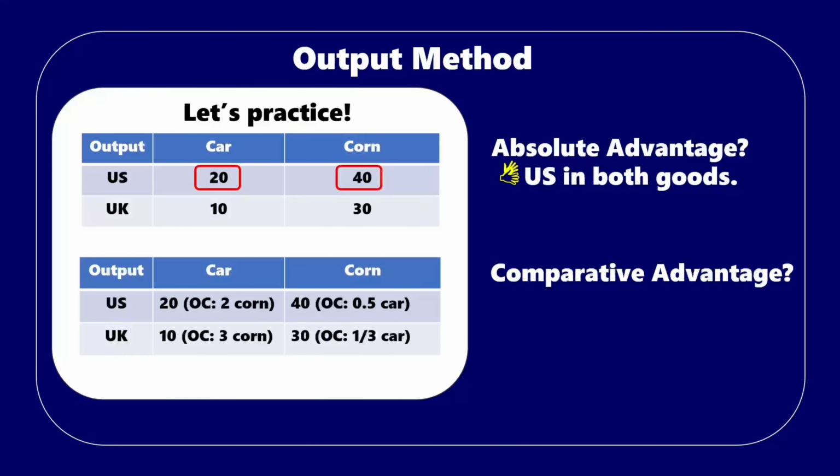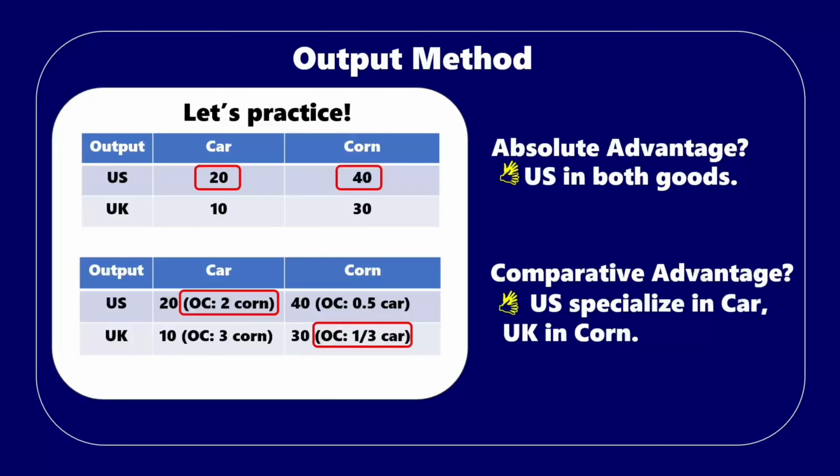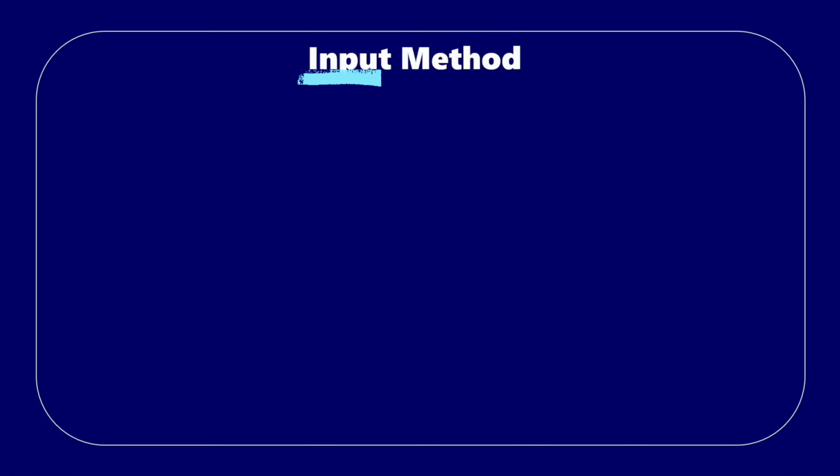And we could do that for every single box, and we find out who has the lower opportunity cost. Well, 2 is lower than 3, and 1/3 is lower than 0.5. So the US should specialize in cars, while the UK should specialize in corn. Now let's move on to the input method.